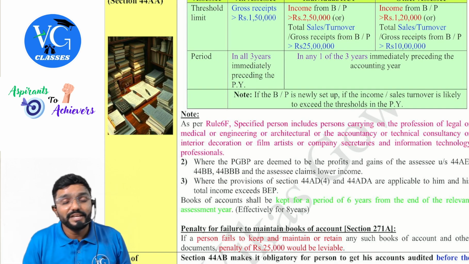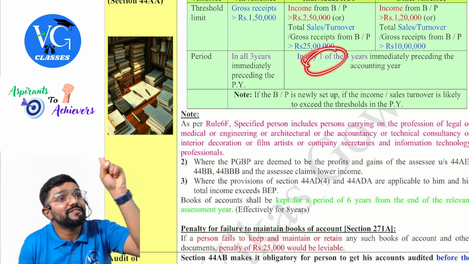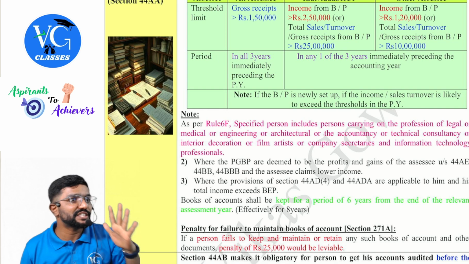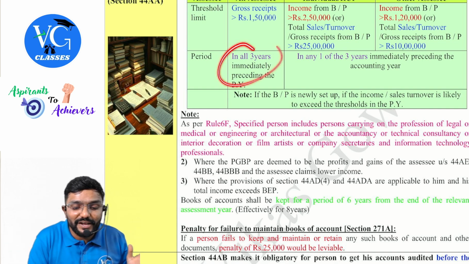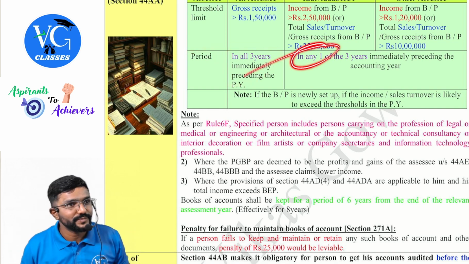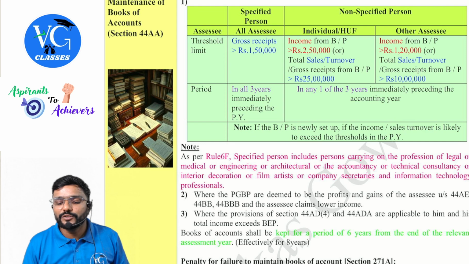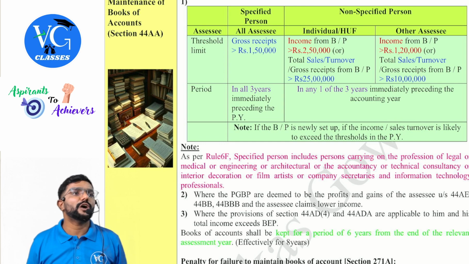Crossed when, sir? In any 1 year out of the last 3 years. Not all 3 years. Here it was all three. Here it is any one. Yes, sir. Then other assessee means like company, firm and all. They have to maintain books of accounts if their income from business or profession is more than 1,20,000 or turnover is more than 10 lakh in any one out of the last 3 years.